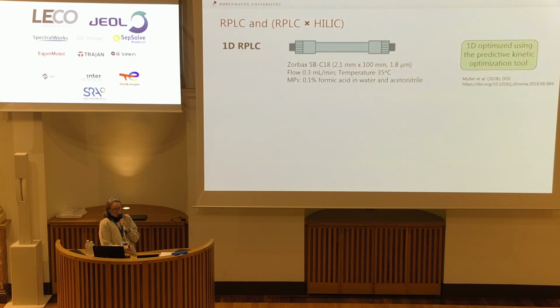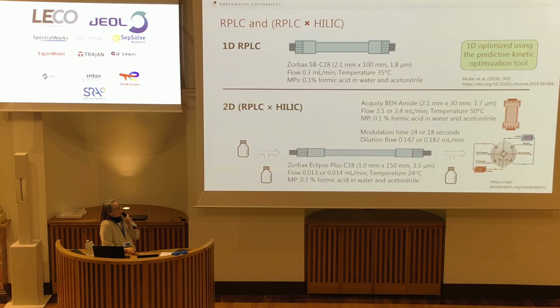So there was one reverse phase, one-dimensional separation done, optimized just to have a nice use of the separation space using this predictive kinetic optimization tool from André and Margrethe Müller. And then we did also two-dimensional separation with a slow reverse phase first dimension, and then a faster HILIC second dimension.